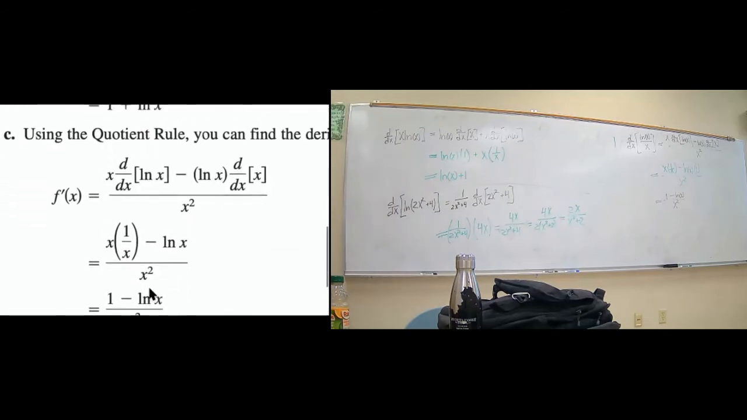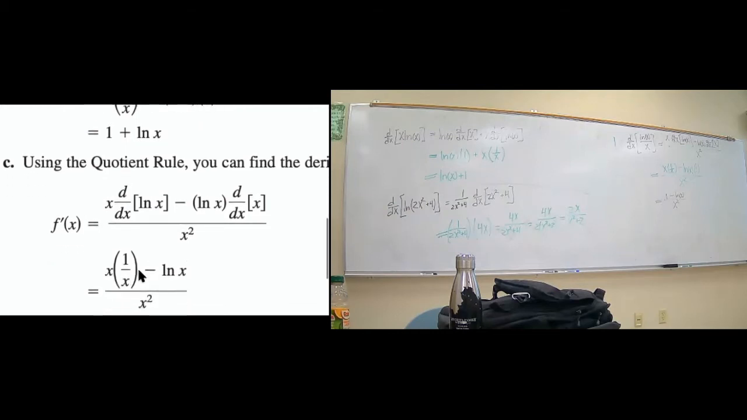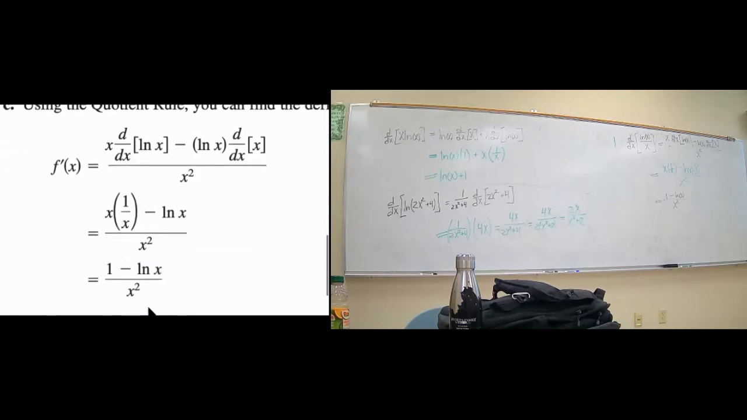Checking out the last problem, here we're going to use the quotient rule. So we have low d high minus high d low, divided by the square of what's below. The derivative of the ln of x is 1/x, and the derivative of x is 1. So we're just going to be left up top with 1 minus the ln of x, divided by x squared here, right? And that is in fact what we did.